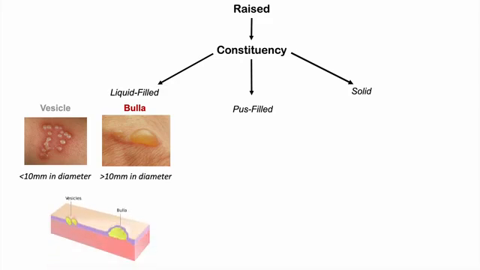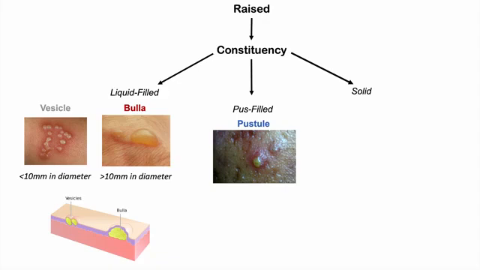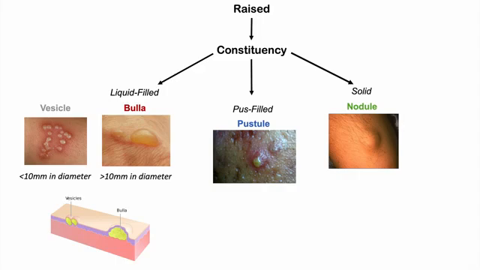Now, with regards to raised skin lesions that are pus-filled, these are called pustules, and that's easy to remember because pus is actually in the name pustule. And then with regards to solid raised skin lesions, we call these nodules. So those are how we distinguish these types of raised skin lesions. Again, we look at, is it liquid-filled, pus-filled, or solid? And then we can break down the liquid-filled into less than 10 millimeters and greater than 10 millimeters, so that's a vesicle and bulla. And if it's pus-filled, it's a pustule. If it's solid, it's a nodule.